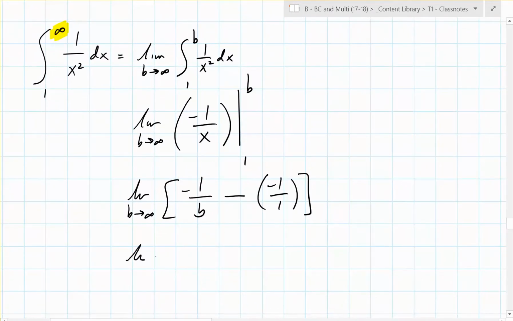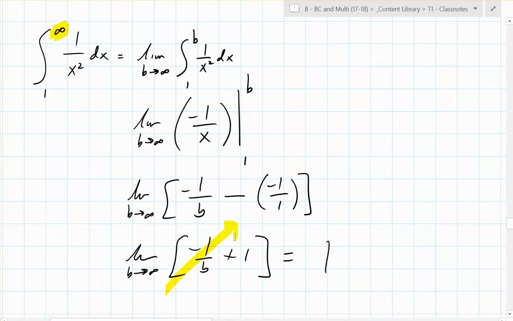So you're going to end up with the limit as b goes to infinity of negative 1 over b plus 1. Are we okay with that? What is that limit right there? It's just 1, right? As b goes to infinity, what happens to this thing right here? It goes to 0. Do you agree?